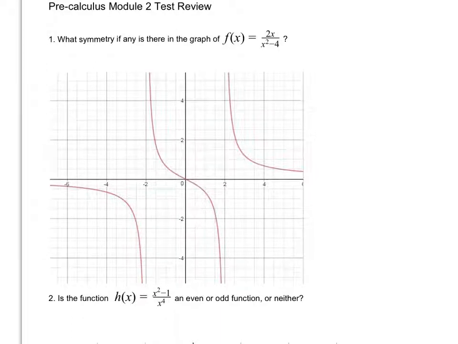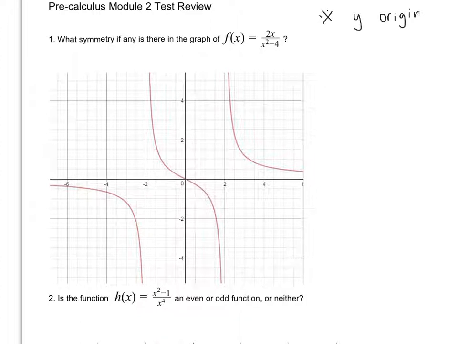Okay, we're going to look at some problems that will help us to review for our Module 2 test. So if we look at this first graph, it says, what symmetry, if any, is there in the graph of f of x equal 2x over x squared minus 4? Now obviously in this example, I have gone ahead and I've graphed this on Desmos, and I've gotten this kind of graph. Now our big choices are going to be x-axis, y-axis, or the origin.